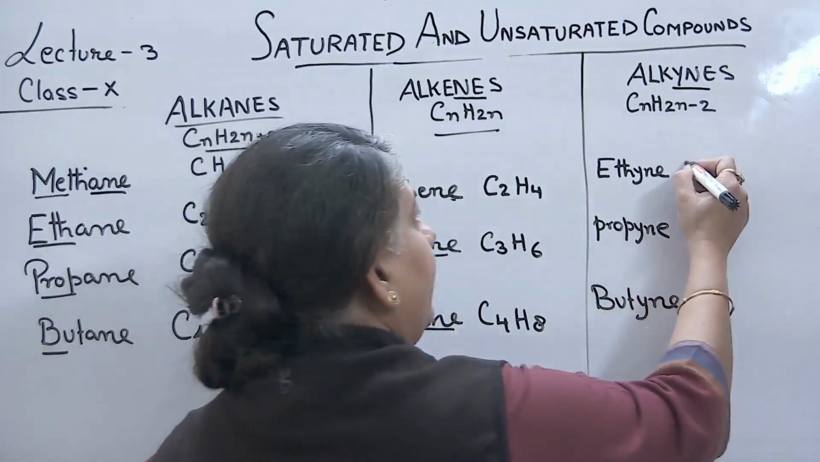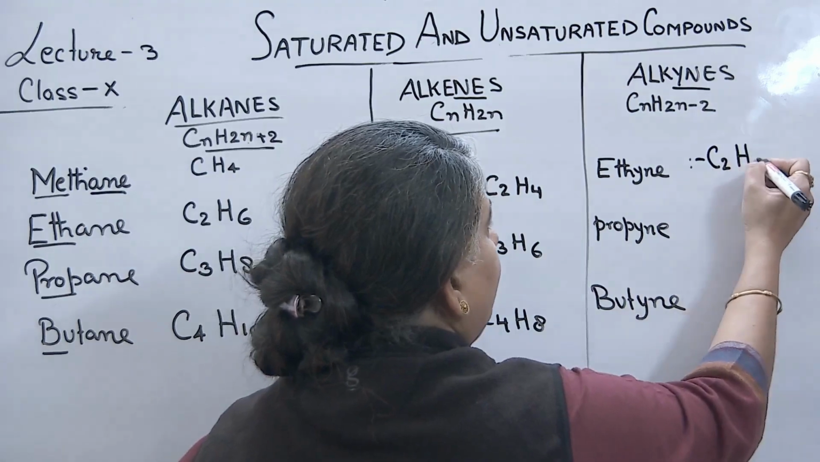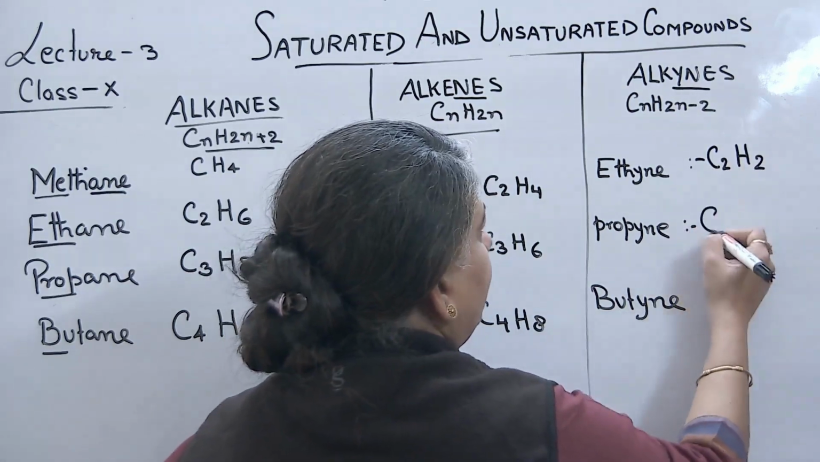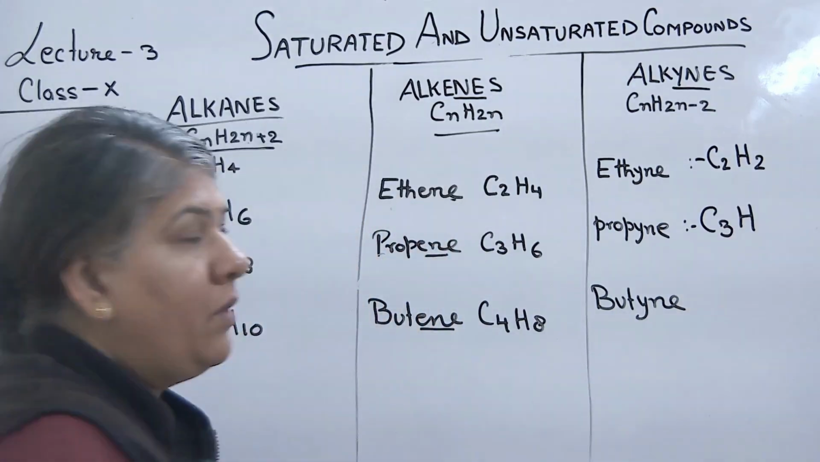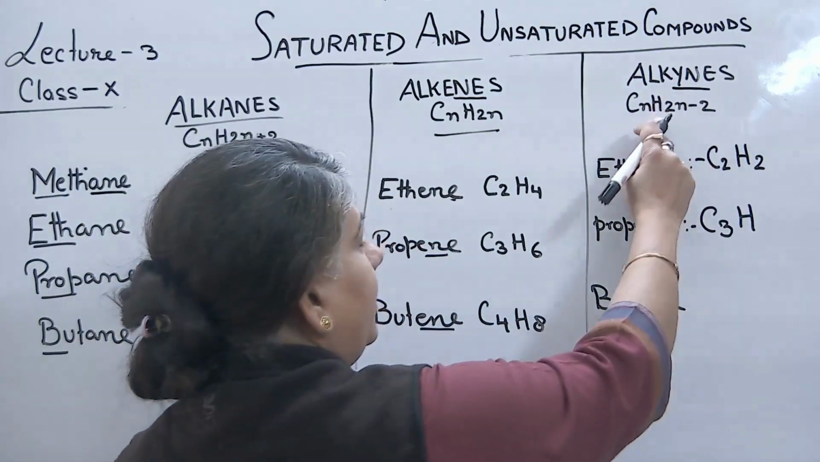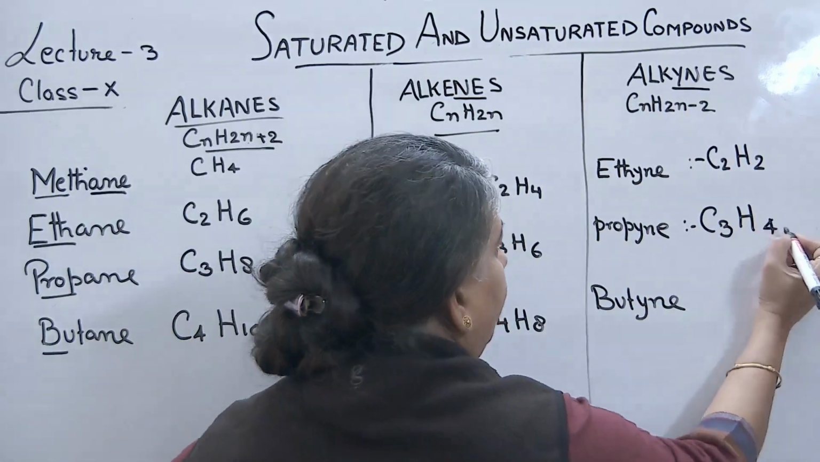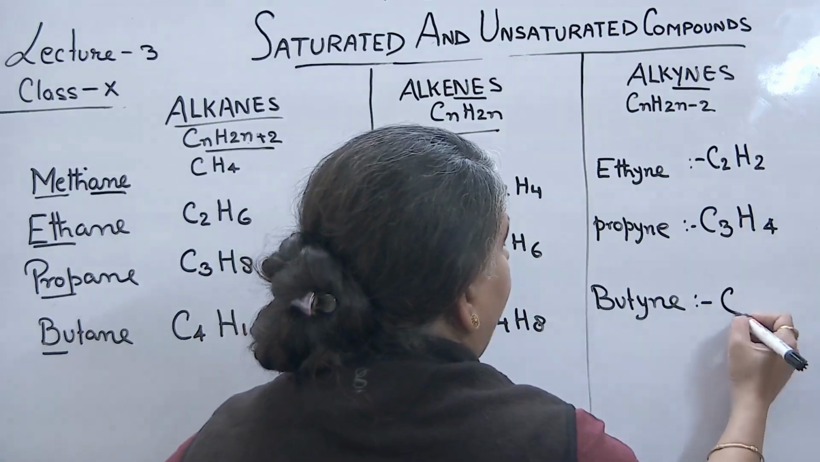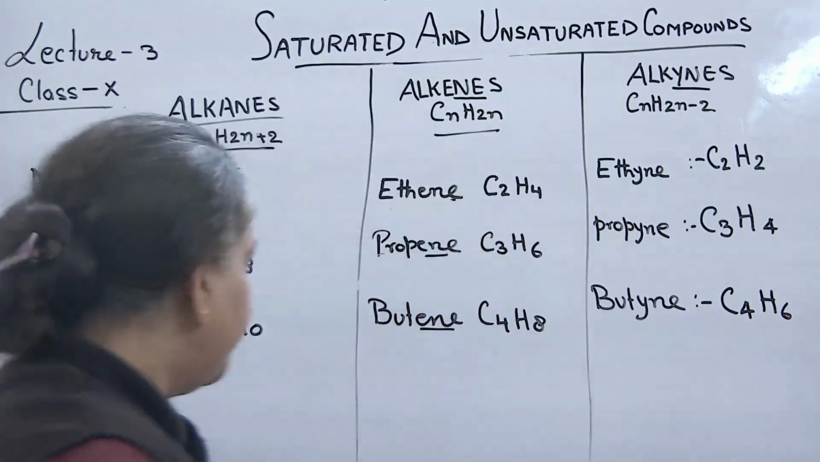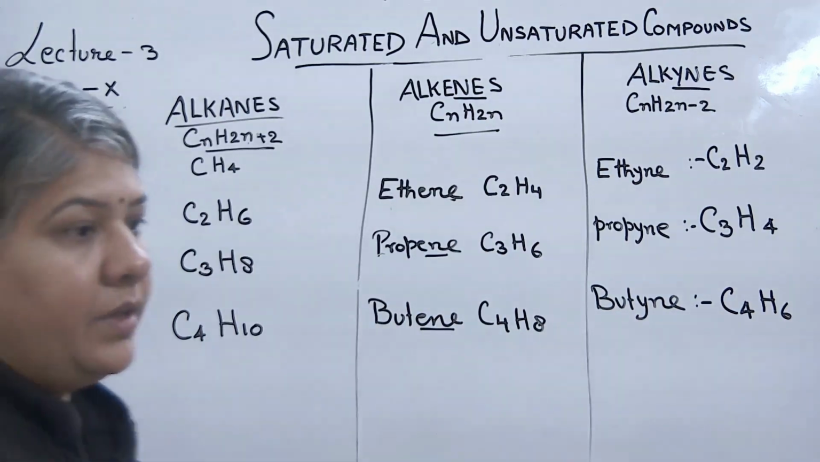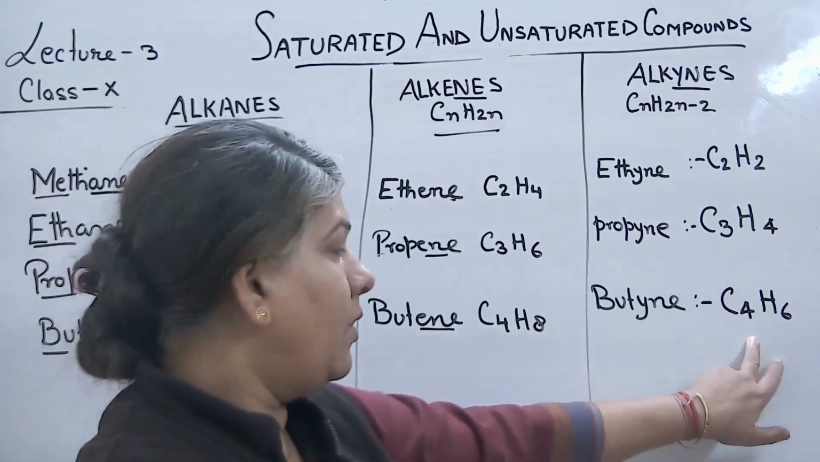Similarly for ethyne, C2H2, C3. How will you write hydrogen? See, 3 times 2 is 6, 6 minus 2, that is, you get here 4. Then C4H6. So using this general formula, you can easily write down the formula.